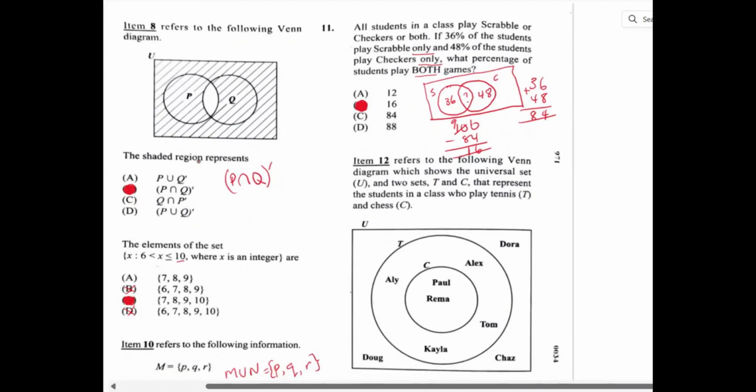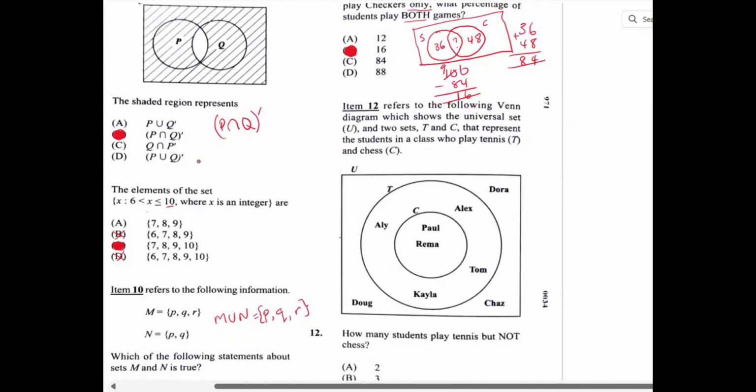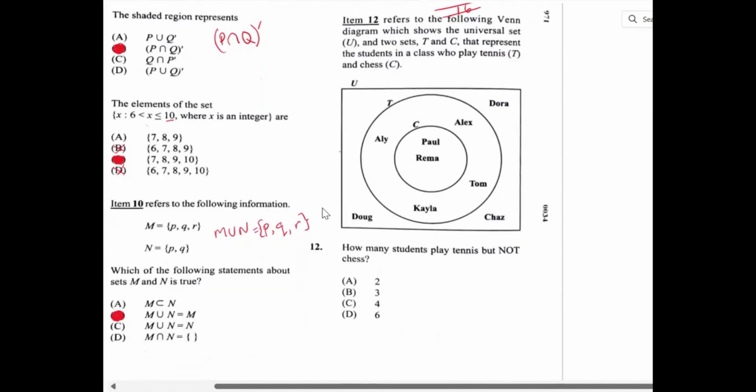Number 12 refers to the following Venn diagram, which shows the universal set U, two sets T and C that represent students in a class who play tennis and chess. How many students play tennis but not chess? This Venn diagram is a subset Venn diagram where there are people who play chess. All of the people who play chess play tennis, but there are people who play tennis that don't play chess.